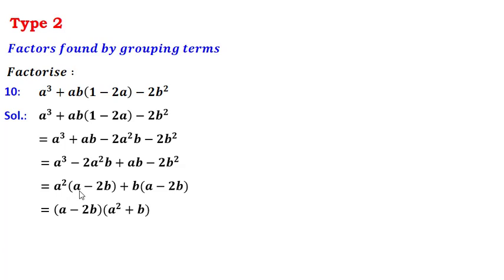Now a minus 2b is common, so I will take out. Then here a square and here b is remaining. So in second bracket I will write a square plus b. So thus a cube plus ab into (1 minus 2a) minus 2b square gives me two factors as (a minus 2b) into (a square plus b).